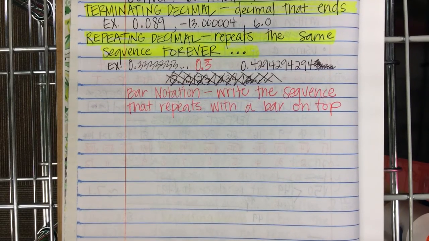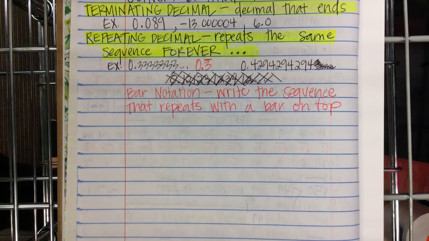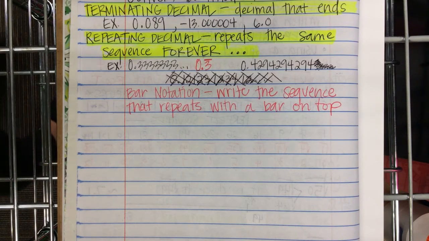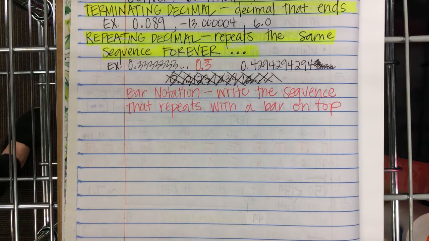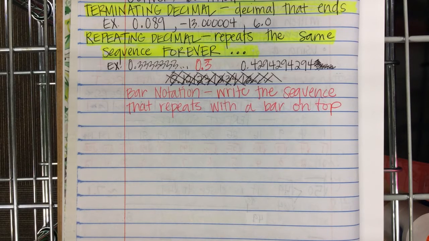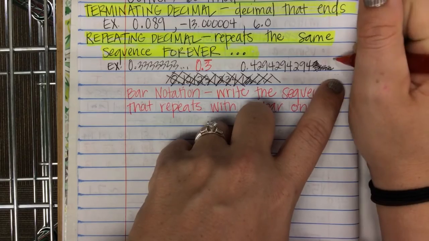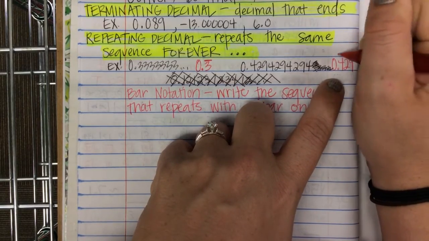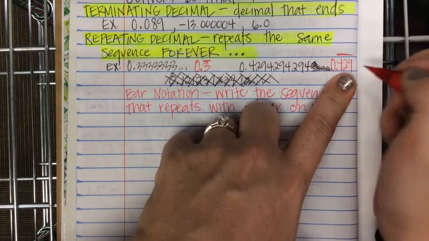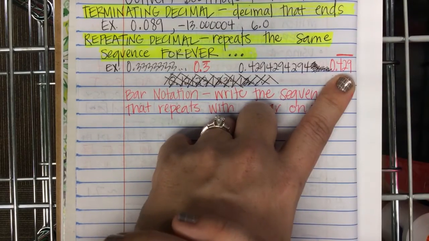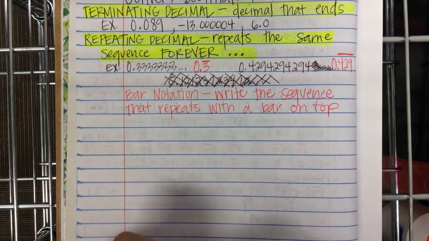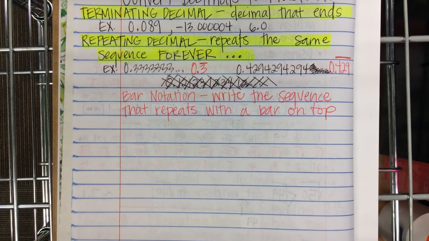How would you write 0.429 429 429 429 429 429 dot dot dot? Grant, how would you write it? 0.429, and the bar would go over all 3 of them, right? All right, smarty pants.